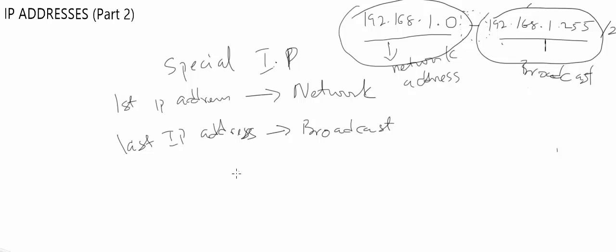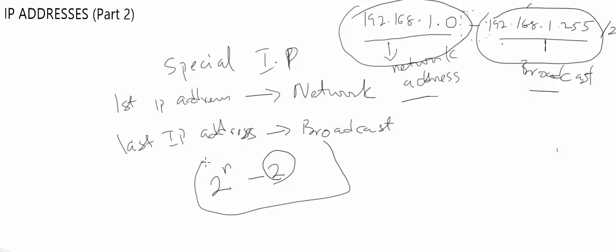So when I'm doing subnetting, I'll give you a formula: 2 raised to power n minus 2. That minus 2 is this network address and broadcast address. This is the formula for the number of valid hosts in a network, where n is something I won't tell you now.